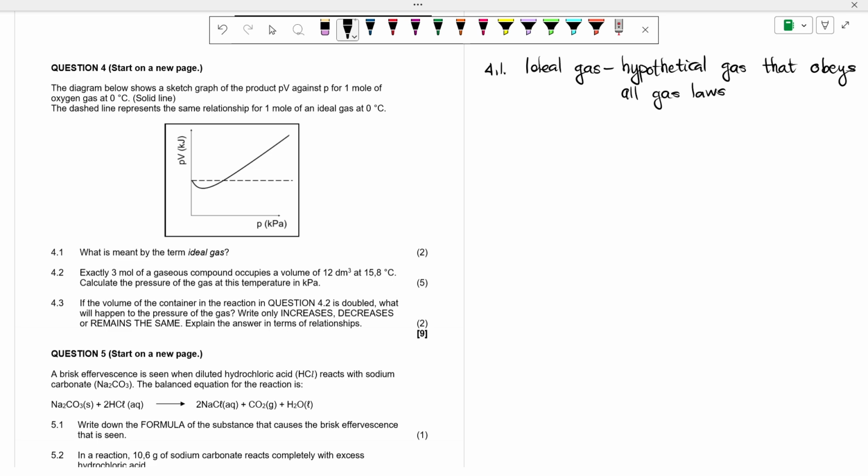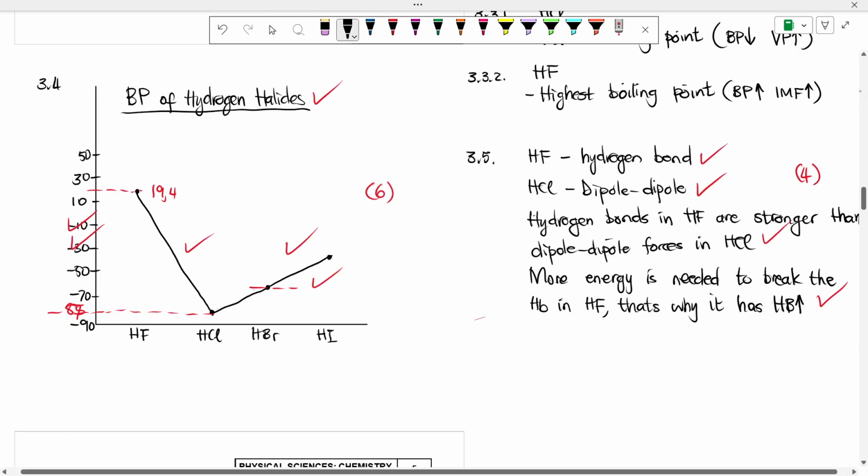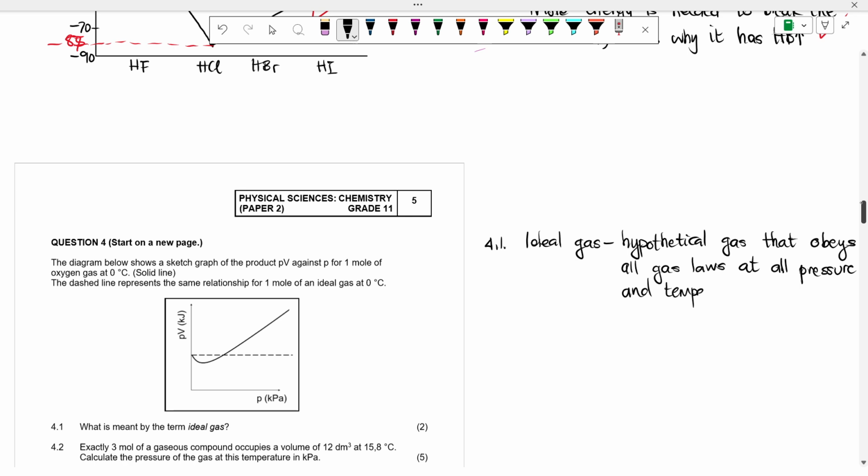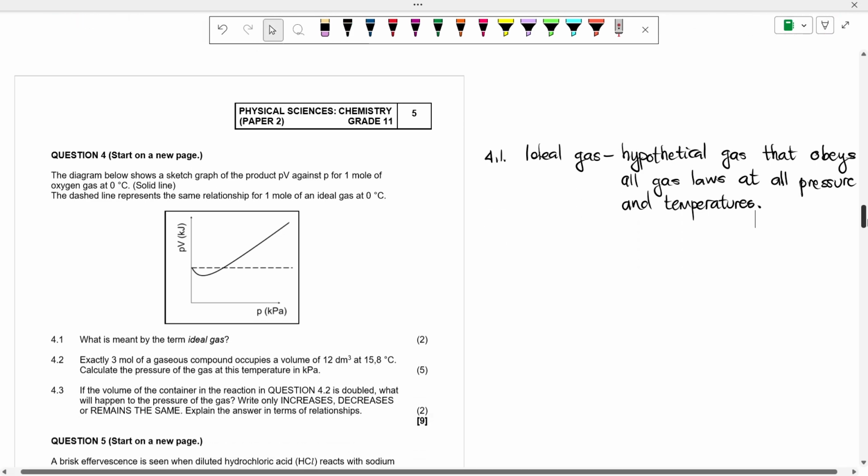That will be a smart answer, because now there's no way they can mark you wrong. Or instead of any, let me say at all pressures and temperatures. That's the definition of ideal gas. But again, before you go to the test, you go and check it out. See what your textbook or what your notes say. Okay.